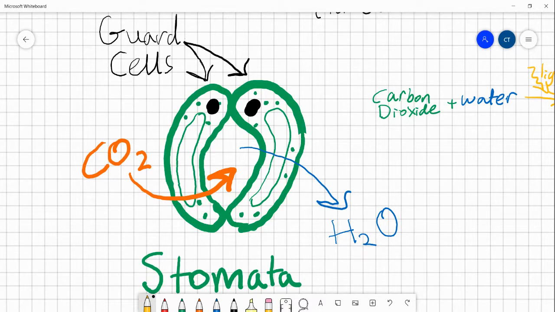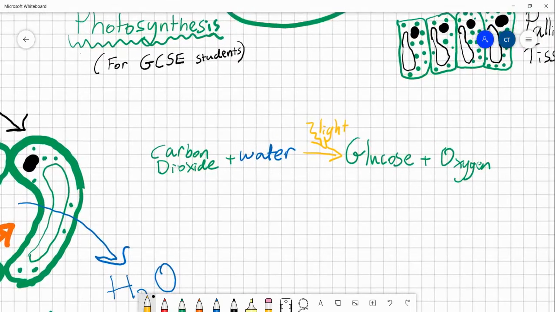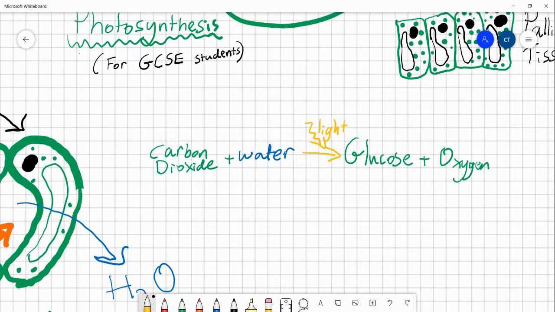We call that transpiration. Transpiration is bad. We don't want the plant to be losing its water through the stomata. We want the plant to be using its water for photosynthesis.